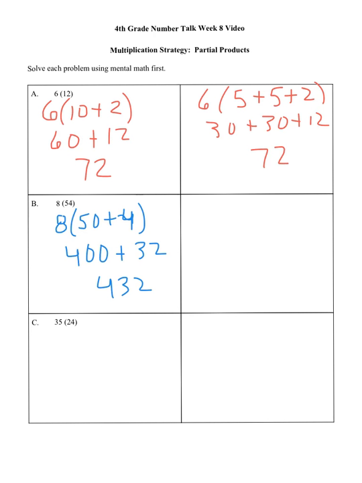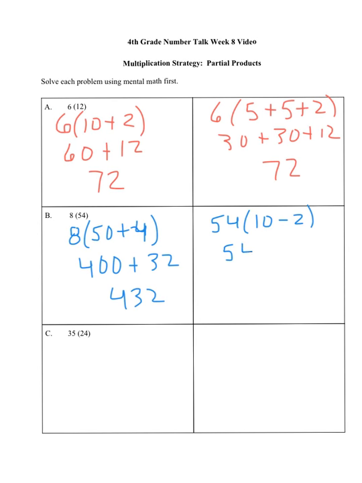Let's look at another way. What if we said, well, we know the commutative property allows us to look at it 54 times 8. What if we did 10 lose 2? Isn't that the same as 8? We're just substituting in place of 8 as 10 lose 2. 54 10s is 540. 54 2s is 108. So if I think about it, 540 lose 100 is 440. 440 lose 8 gives me also an answer of 432. Just another strategy we can look at.